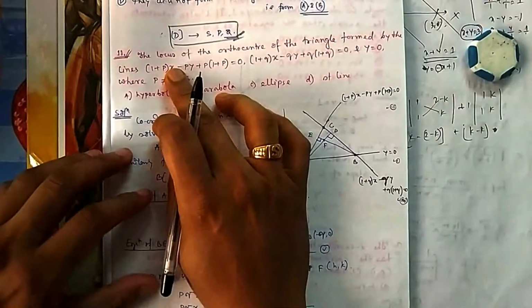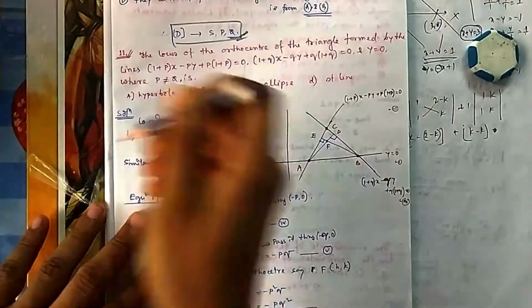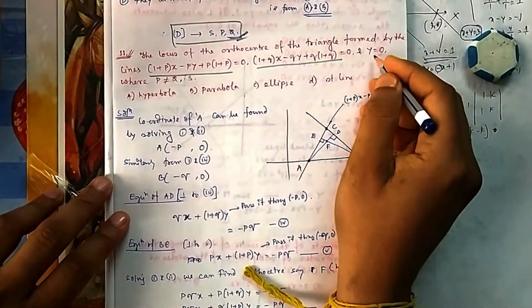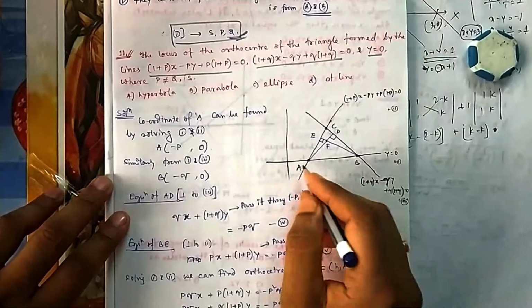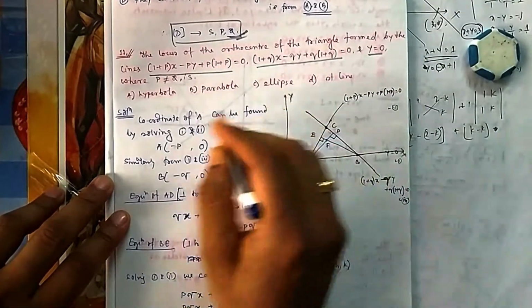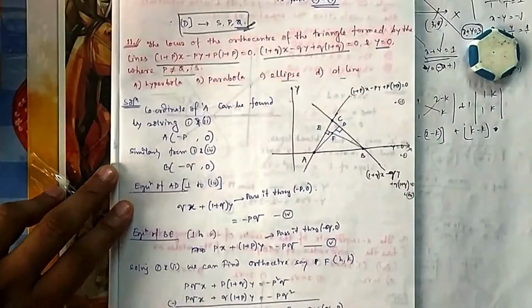Now if you come to question number 11, the locus of the orthocenter of the triangle formed by the lines. There are two lines, this and this. These lines we cannot draw exactly. And y equal to 0, which is nothing but your x-axis. This is your y-axis. Where p is not equal to 3 is hyperbola, parabola, ellipse. This you will see from the equation.